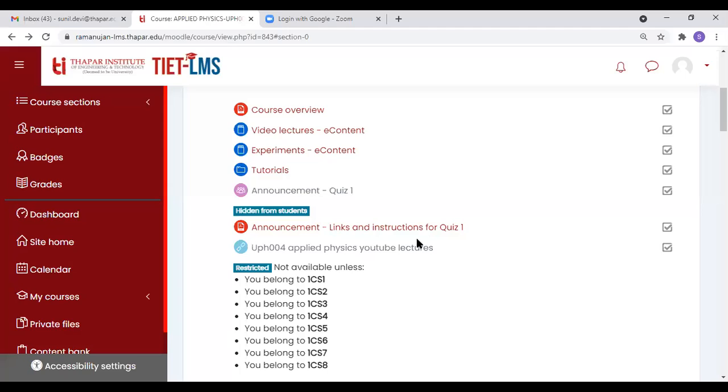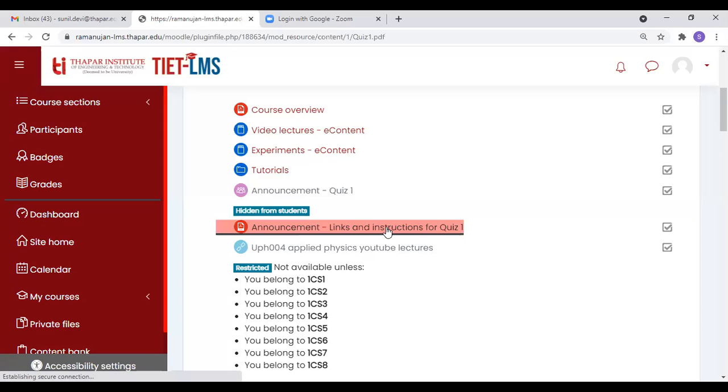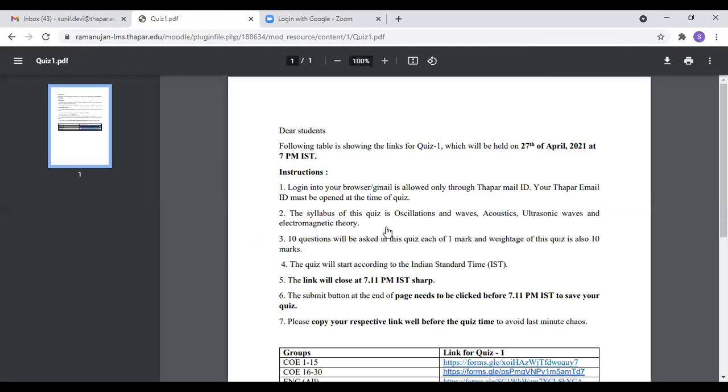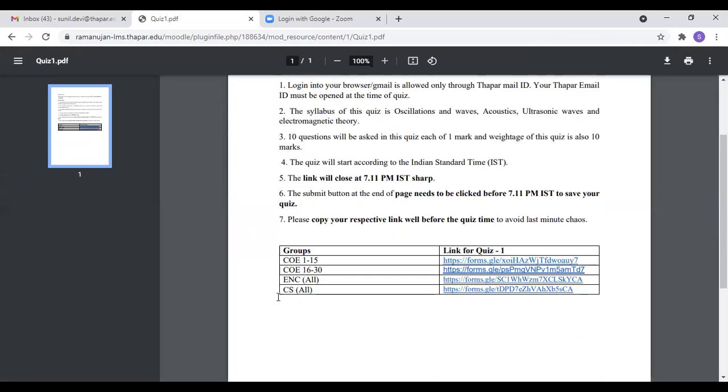No. Okay, so I'm going to show you the LMS now. I would like you to notice a couple of things here, because the quiz announcement has been uploaded here, which is announcement, links and instructions for quiz 1. Please keep this page downloaded beforehand. Different links for different groups have been provided here for the Google quiz.